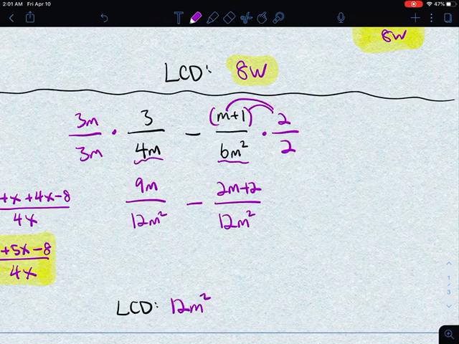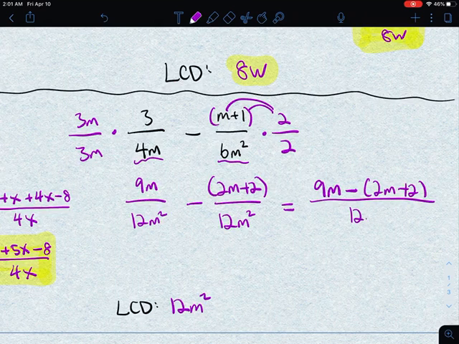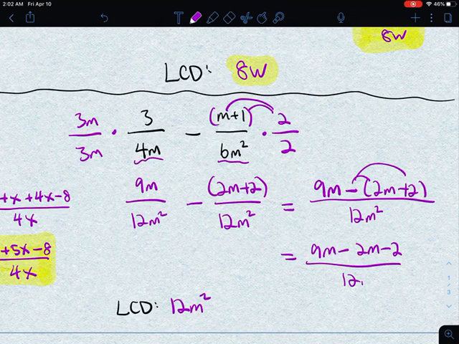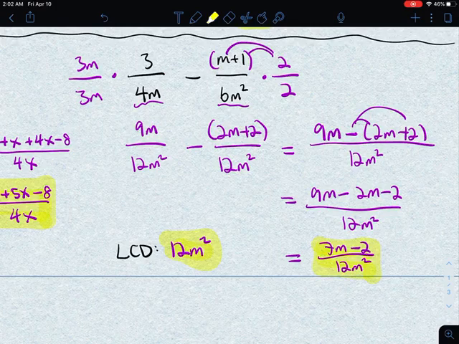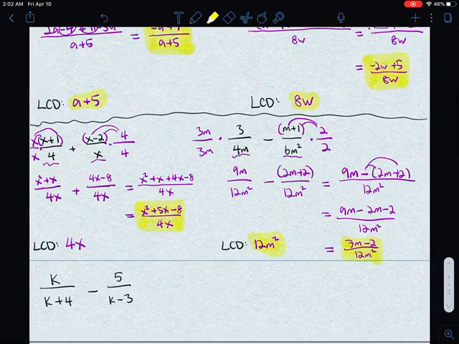And then on top I need to distribute, so that's 2m plus 2. And then again, when you're subtracting, it's especially important that we have the parentheses over 12m squared. And then let's go ahead and distribute this negative out. So that's 9m minus 2m minus 2 over 12m squared. Simplify a little bit more. That's 7m minus 2 over 12m squared. All right, and again, I'm left with one fraction, and there's nothing else to be simplified.